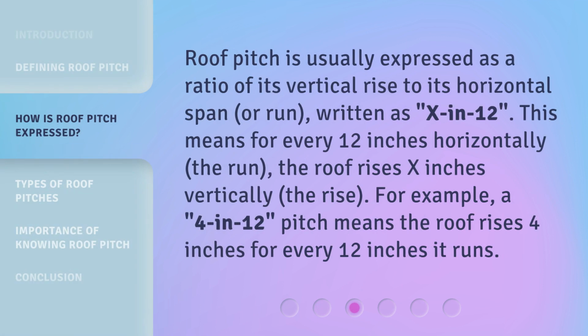Roof pitch is usually expressed as a ratio of its vertical rise to its horizontal span, or run, written as x in 12. This means for every 12 inches horizontally, the run, the roof rises x inches vertically, the rise. For example, a 4 in 12 pitch means the roof rises 4 inches for every 12 inches it runs.